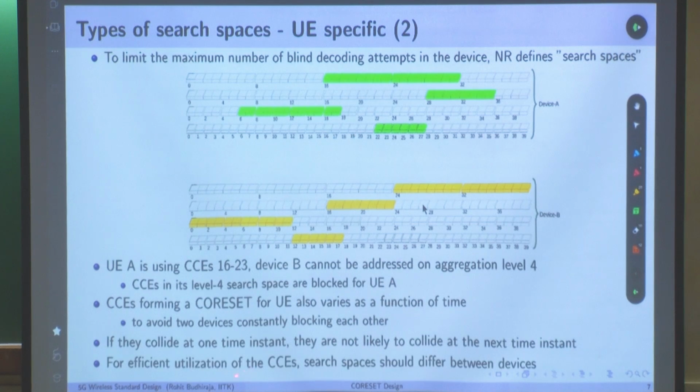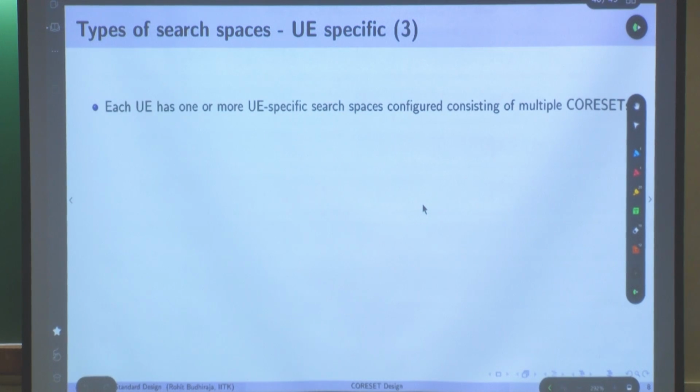Okay. For efficient utilization of the CCE, the search space should differ between devices, and that's how we have defined it. There are different search spaces, correct? If I define the same search space for this user, right? Of course, if I'm sending one CCE for this user, there are, let's say 10, I've defined it for 10 different users, then you're going to block some of them, right? If the same search space is being defined. That's the point I'm making here, that to be efficient, the search spaces should be different for different users so that they don't block each other, okay, right?